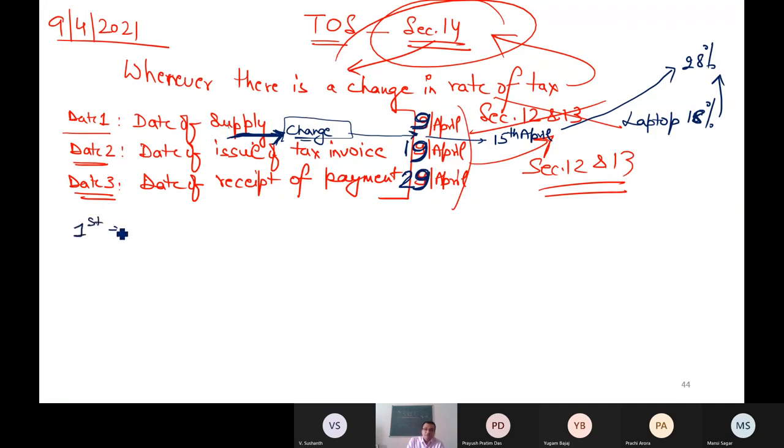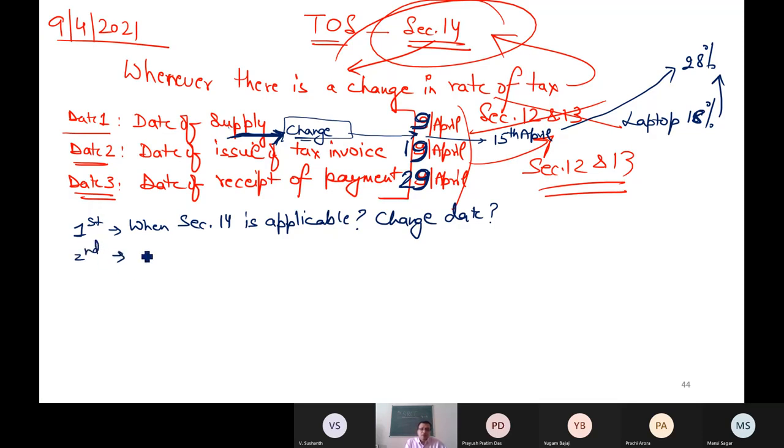First, you will check when section 14 is applicable. It is applicable whenever there is a change, so check the date of change. But change can happen any time, so I am not concerned only about the date of change. My second stage will be to check three other dates also. Not only the change date, check three other dates also. And which are those dates? Date of supply, date of issue of tax invoice, and date of receipt of payment. This is my second stage.